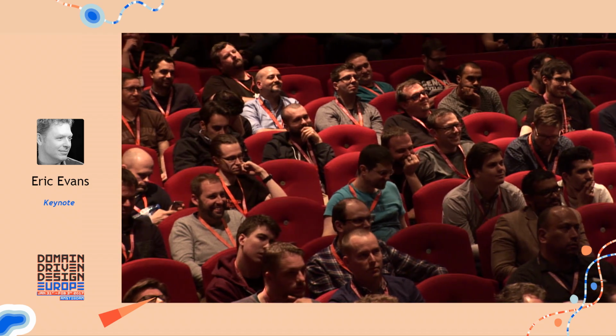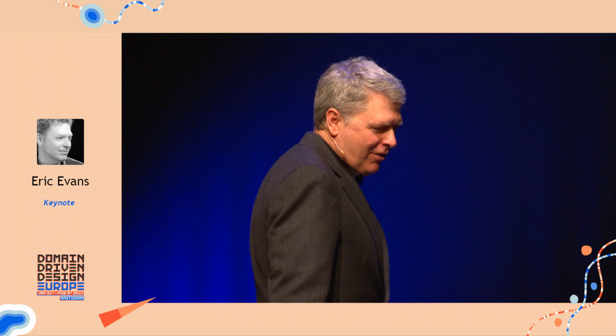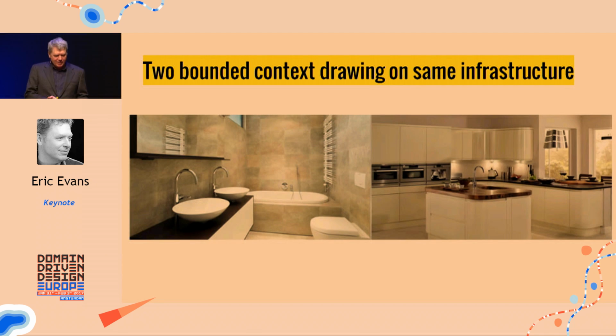Now, does duplication really sound so bad? So here's two bounded contexts. Here's a kitchen and a bathroom. And actually, there are a lot of commonalities. They use very much of the same infrastructure, right? They both need water and plumbing, more so than any other part of the house, right? In many ways, bathrooms and kitchens parallel.